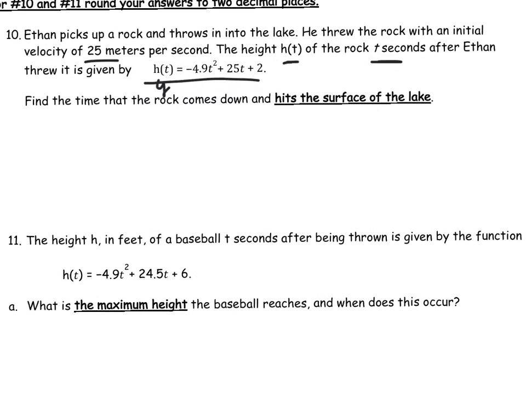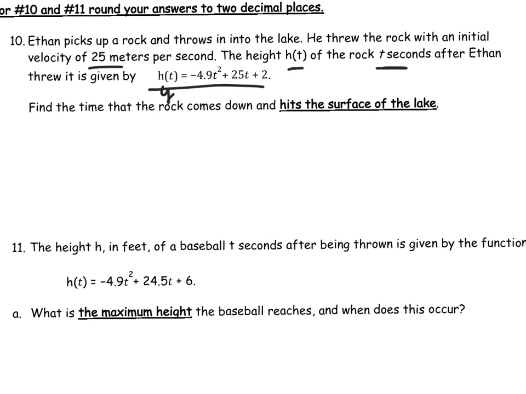Well, what we're working with here basically is a parabola. This is a quadratic, so there's a couple things. The rock goes up and then it comes down. You have to ask yourself, what am I looking for? Am I looking for the maximum height, which is the vertex? Or am I looking for when it hits the ground, or in this case, the lake, where my height is 0? That means h of t would be 0.